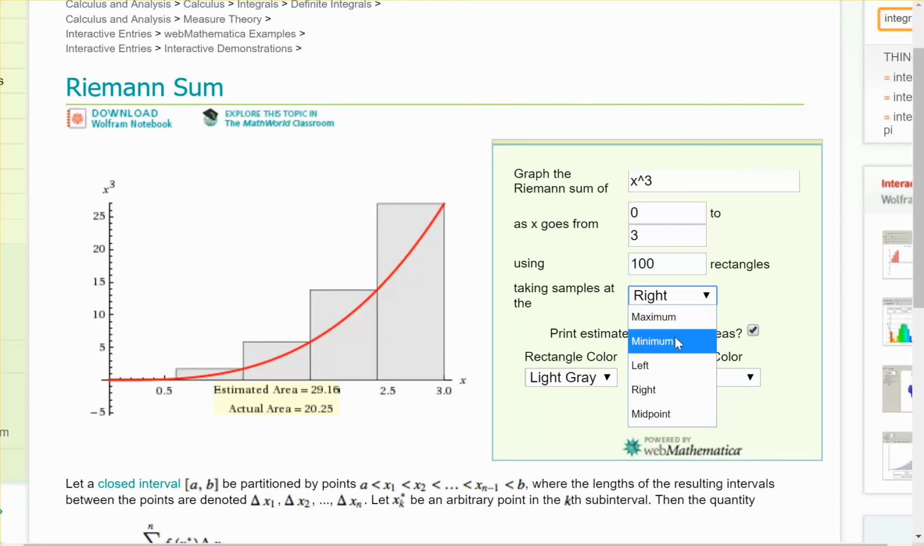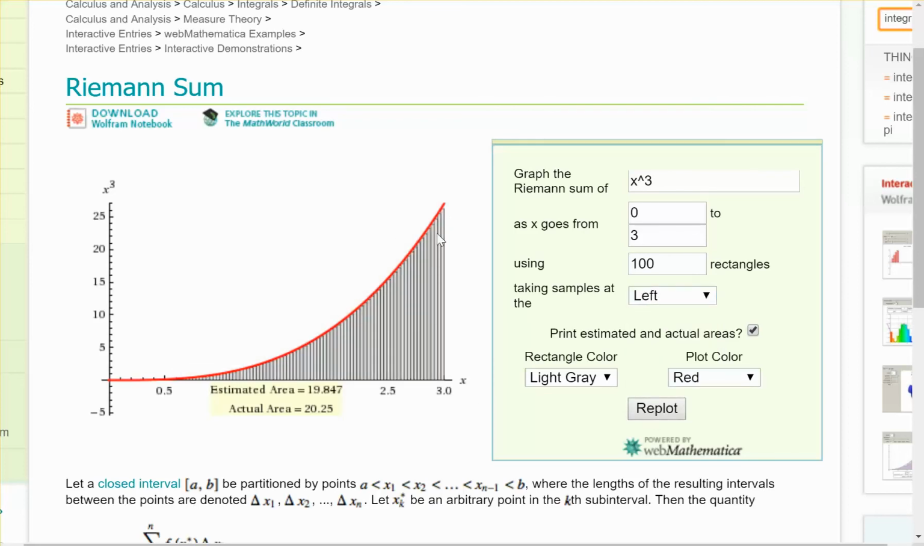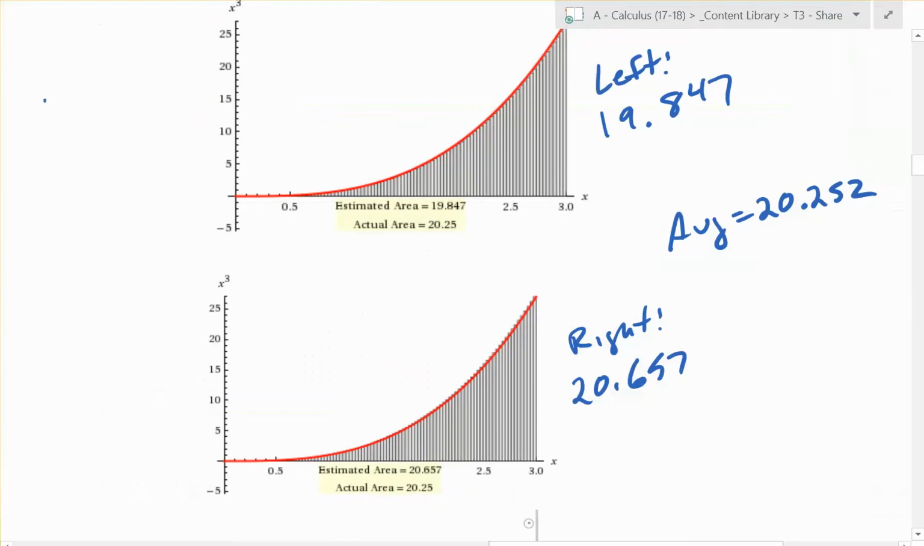So now we can use it to do 100 rectangles. Let's do the left one first. We plot this and we end up with, ooh, it's really, really dense under there, 19.847. And let's change it to the right and you end up with 20.657. So this is a great way to do it using your, quote, calculator, in this case, your surface. So if you average the two, you end up with 20.252. So that's our new guess.